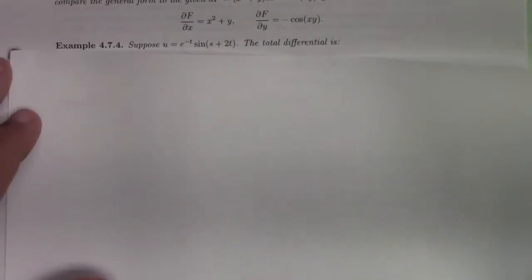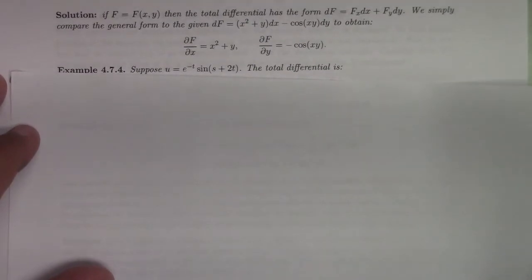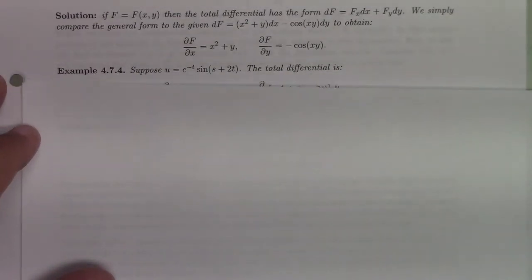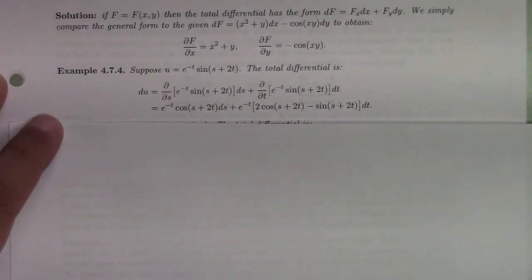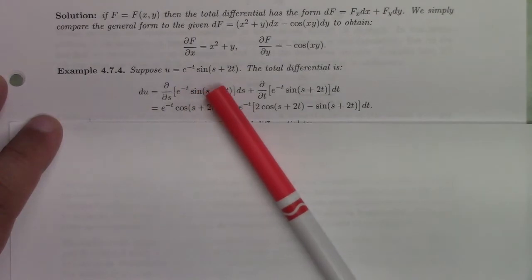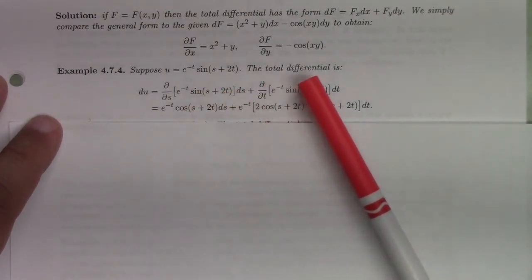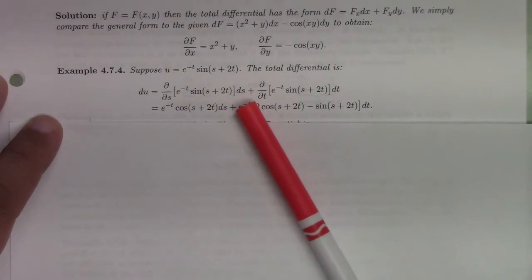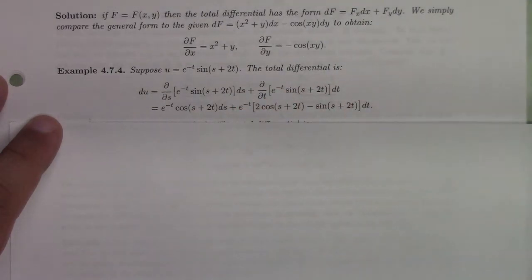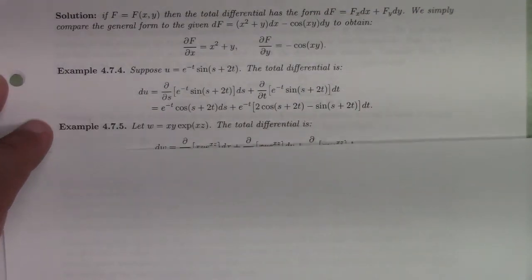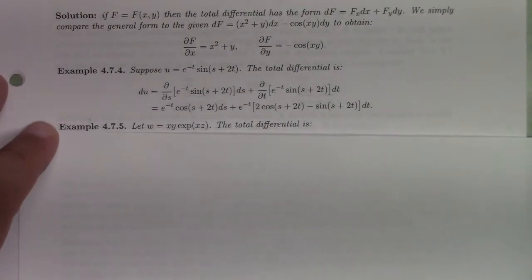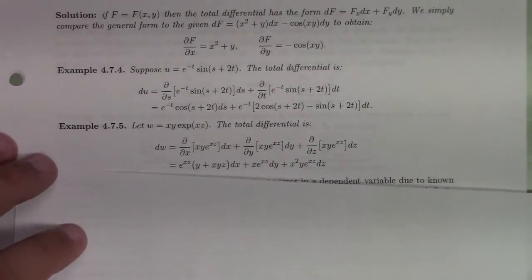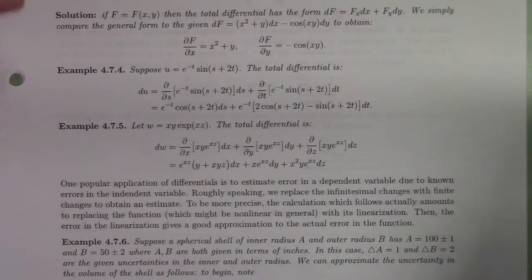So what I'm trying to tell you is that if you're given a total differential, you can just simply read off partial derivatives. Here's another one. I've got u equals e to the minus t times sine of s plus 2t. I take the total differential. This time we've got a ds term and a dt term. And there you go. Of course, you can recognize we just found the coefficients by doing the partial derivatives. Here's another one. So these are just some examples of total differentials.